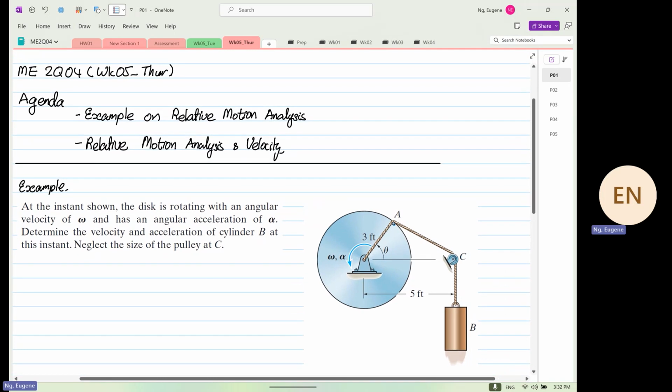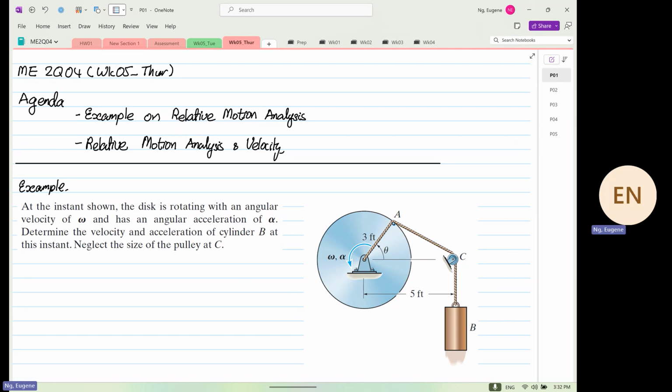So what we have at the instant shown, the disk is rotating with an angular velocity of omega and an angular acceleration of alpha. Determine the velocity and acceleration of cylinder B at this instance and neglect the size of the pulley at point C. I will add something further.